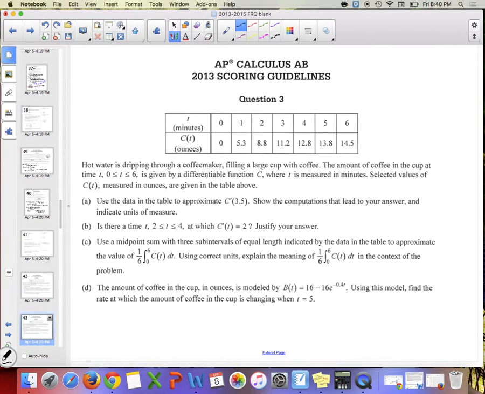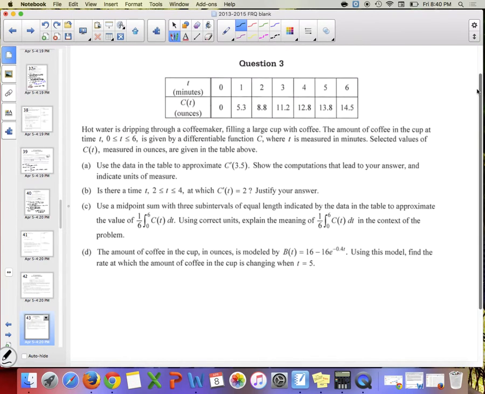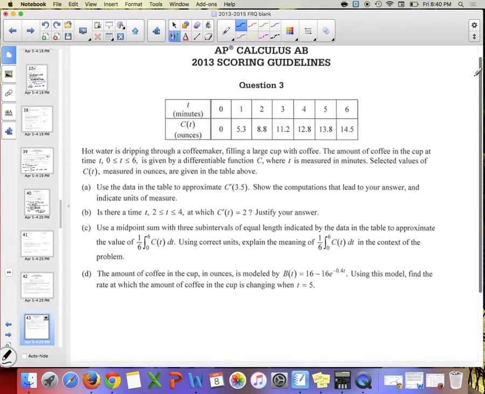All right, question number 3 is another chart problem. There will always be a chart problem on the AP test. These are quite popular. All right, so it says, hot water is dripping through a coffee maker, filling a large cup with coffee. The amount of coffee in the cup at time t, where t is between 0 and 6, is given by the differentiable function c, where t is measured in minutes. Selected values of c of t measured in ounces are given in the table above. All right. A, use the data in the table to approximate c prime of 3.5.